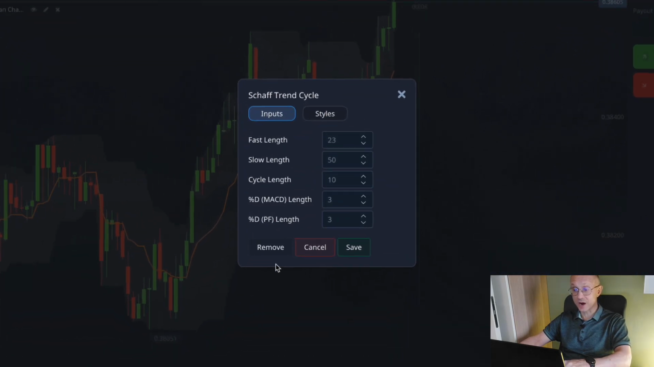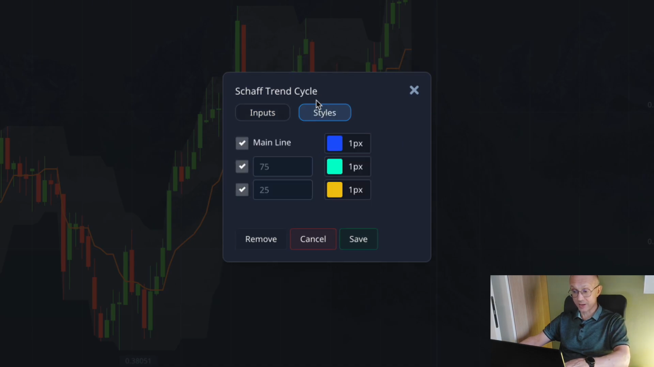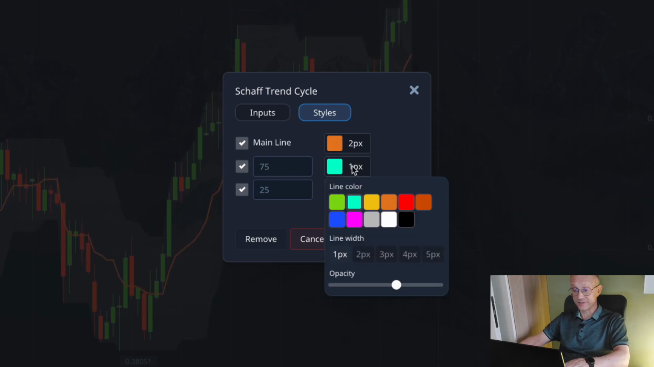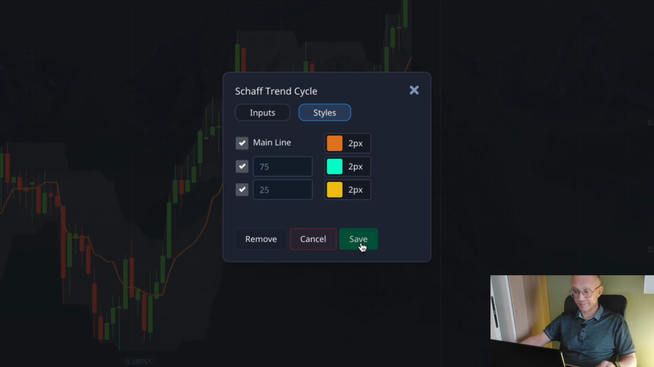Let's configure the Schaff Trend Cycle indicator. Set the cycle length to 5. Set the slow length to 20. Let's set the fast length to 10. And go to Style. Let's set main line to orange and set width to 2. Set lines 75 and 25 to width 2 and move opacity to the right and save.